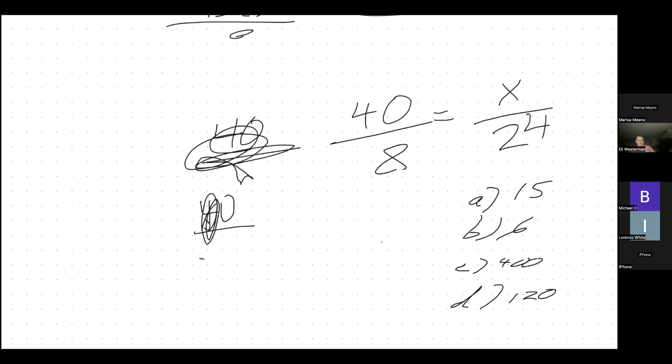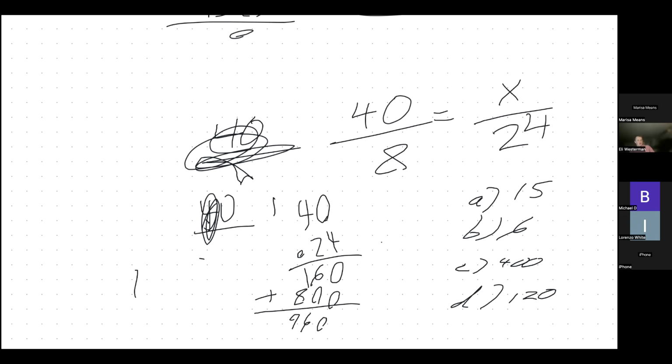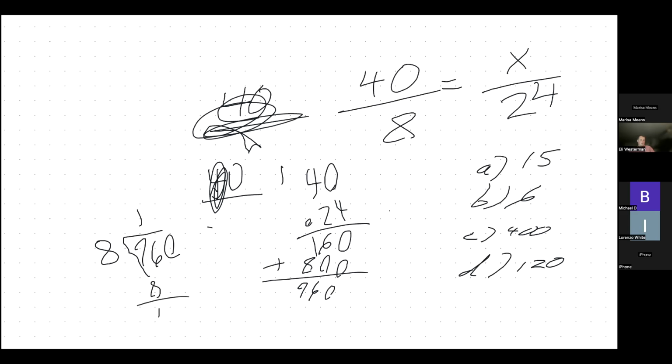40 times 24. 4 times 0 is 0. 4 times 4 is 16. 0 here. 0 times 2 is 0. 0 times 4 is 8. 0, 6, 960. Then we divide 960 by 8. 8 goes into 9 once. 8, 1, 6. 8 goes into 16 twice. 16, 0, 0, then 0. So the answer is 120.